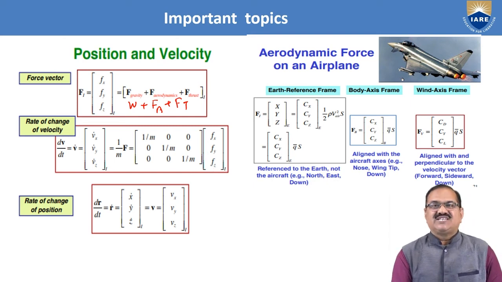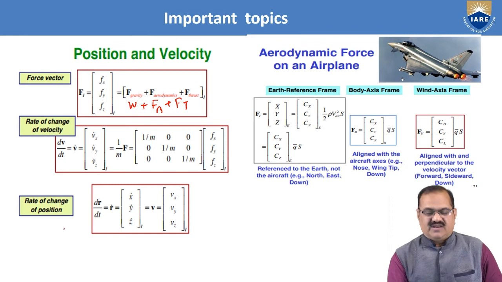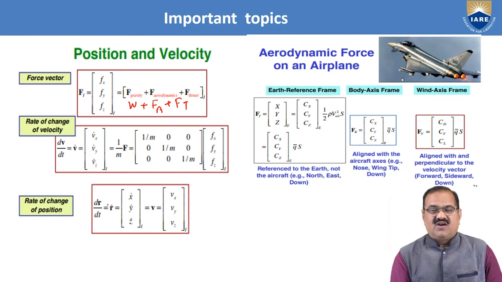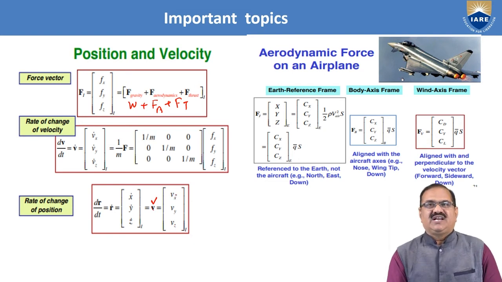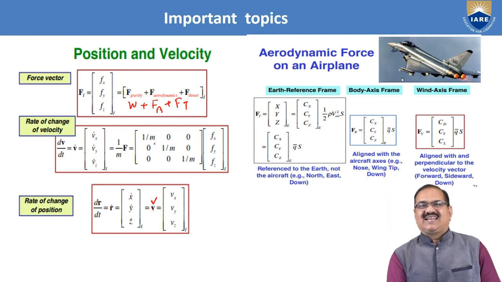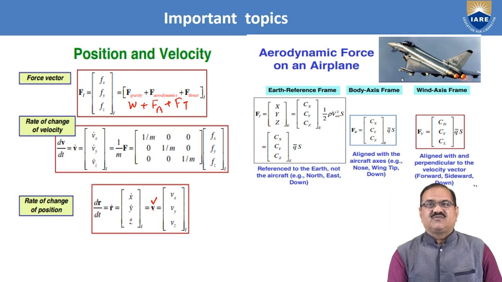Now the rate of change of position. If r is the position, then dr by dt, here r dot, is the velocity, so x dot, y dot and z dot, and this is called the velocity v, and this velocity has vx, vy and vz with respect to the time t. Okay, so position, velocity, force, acceleration and the change in position and velocity are explained.